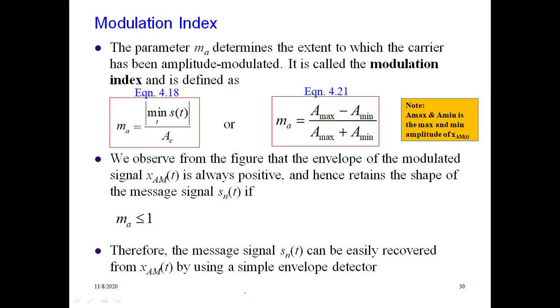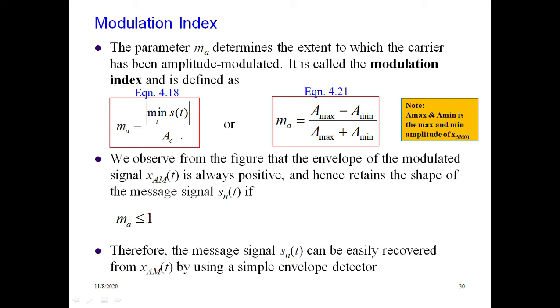So what is the modulation index? ma only exists in this conventional AM. The parameter ma determines the extent to which the carrier has been amplitude modulated. It shows whether it is over modulated or under modulated by this value ma. This ma is defined as the minimum s(t), which I have shown how to find, divided by AC.